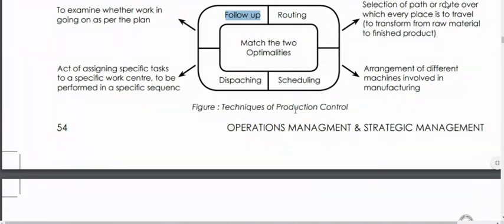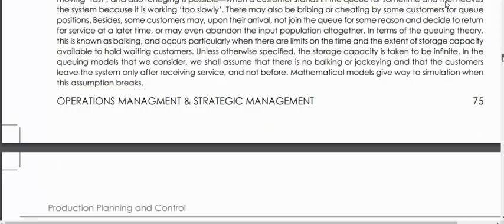So we just looked at techniques of production control in which we did routing, scheduling, dispatching, and follow up. After that, I am coming to time study, motion study.